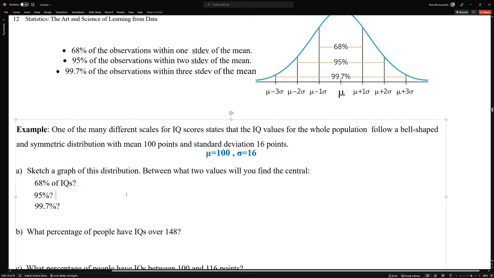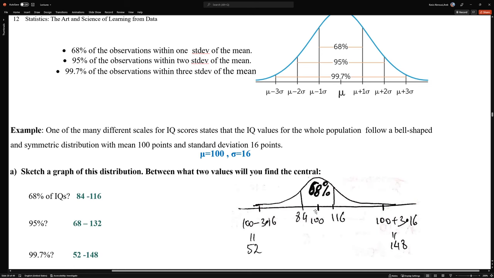The 68% of IQs, we can see, it's pretty easy. We just plug the mu here. You can see this, that's why I left this. The mu here, mu minus 16 is equal to 84. Now this one is mu plus 16, which is 116, and so on. Right? We want to find the values that leave the central 68%. It's clear, between 84 and 116.